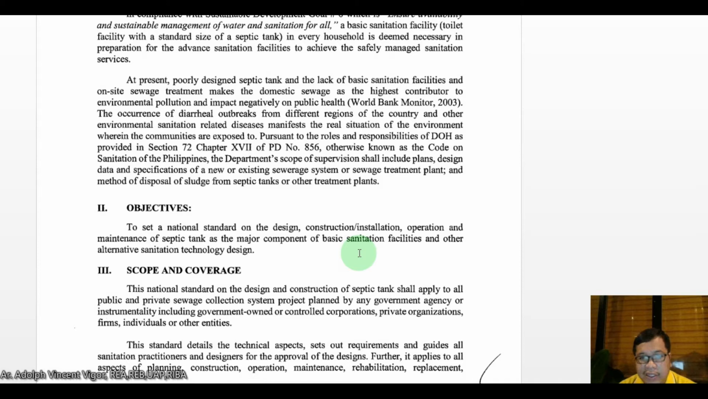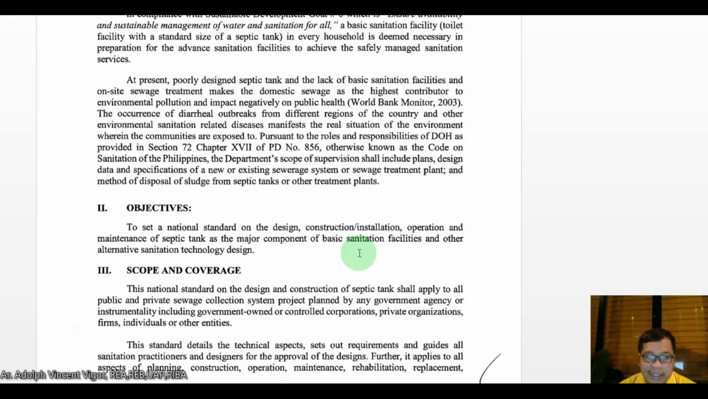Then for the scope and coverage, the national standard on the design and construction of septic tanks shall apply to all public and private sewage collection system projects planned by any government agency or instrumentality including government-owned and controlled corporations, private organizations, firms, individuals, or other entities.